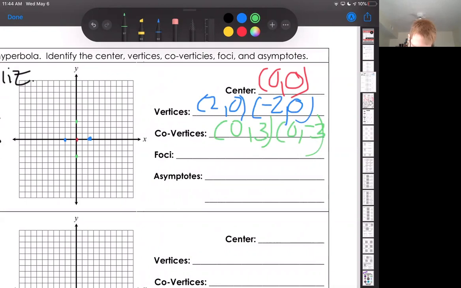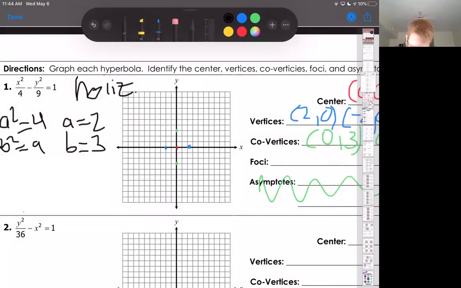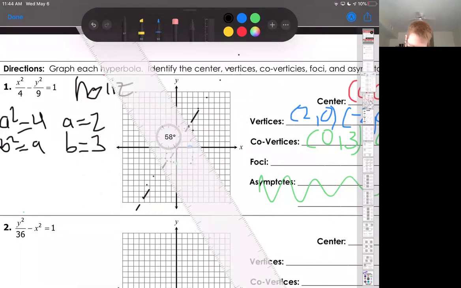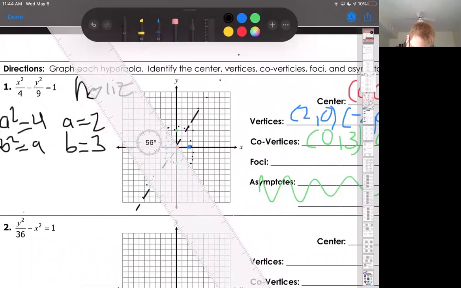And we'll worry about the focus points. Asymptotes we're not going to do. We'll do the focus points at the end. To actually sketch a graph, what you're going to do is draw a dotted rectangle around your vertices and co-vertices. You're going to draw, I'll try and use this ruler, diagonal lines like asymptotes, so use a dotted line that goes through the diagonals and the center of your rectangle. And then you're going to do the other diagonal. And try and make sure you go through the center and the diagonals.